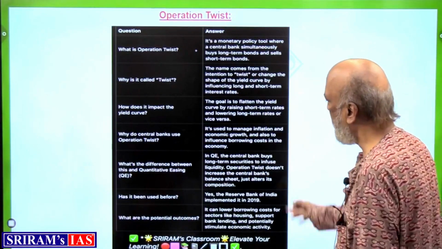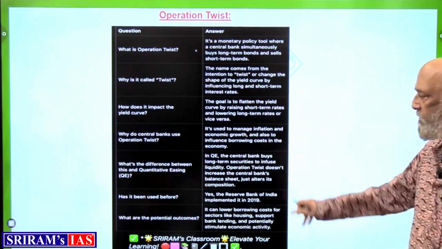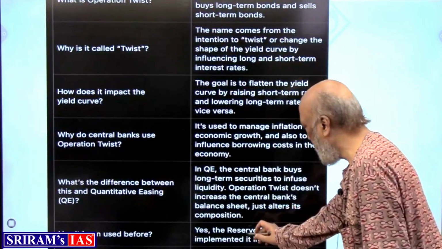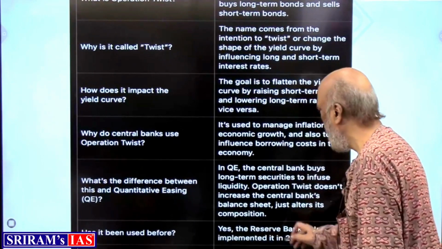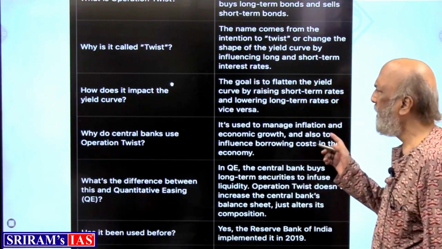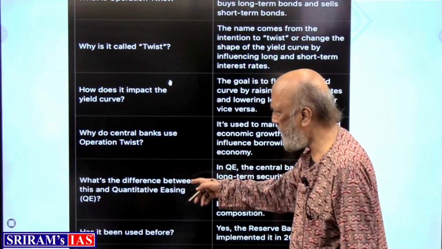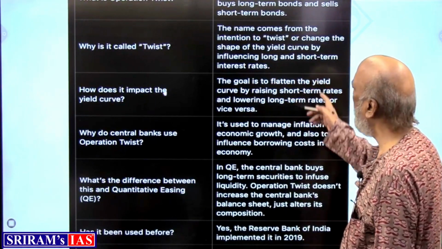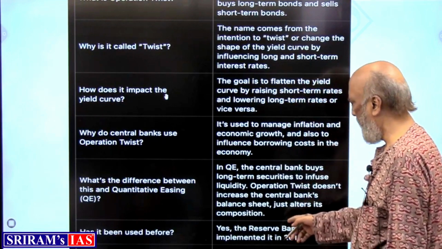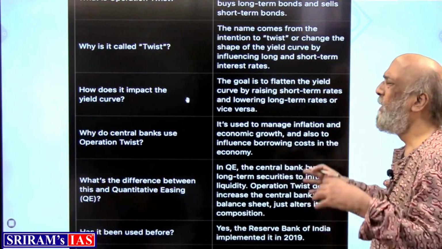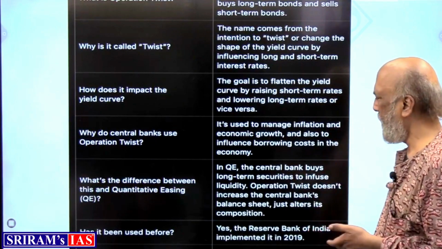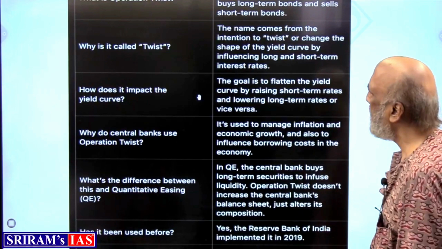Next is twist. Operation twist. RBI did it. Somewhere here you get the Reserve Bank. But because the Fed, the American Federal Reserve, did it first, you get the name of the Fed somewhere here. But I made it a point that we should talk of only the RBI. Who is bothered about the American Fed, you please tell me. I'm bothered about RBI, what RBI does.